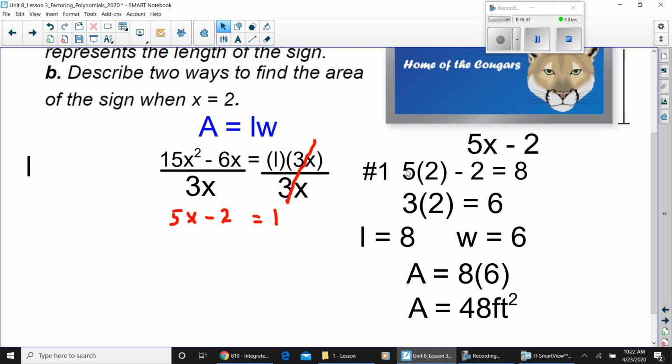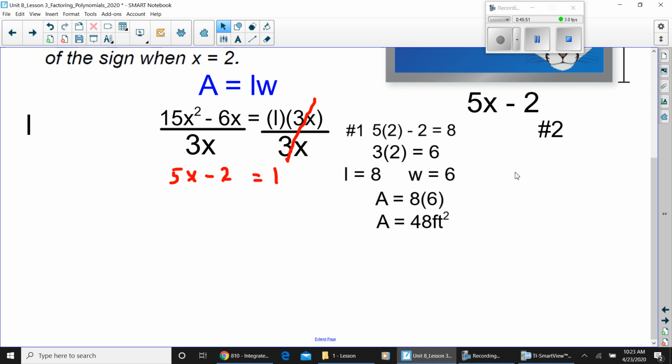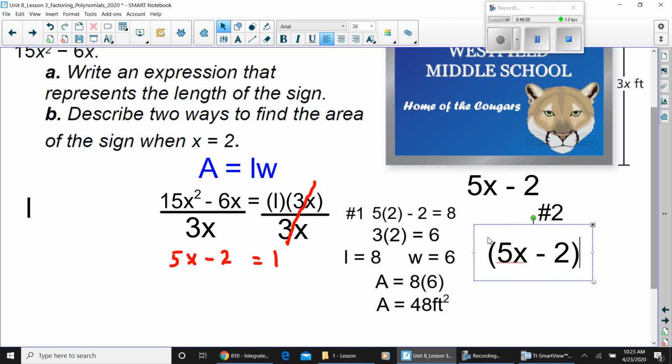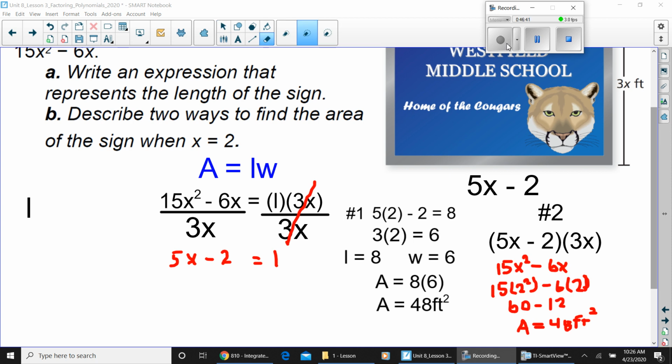And then the second way you could do this is to actually just put the formula A equals L times W and do the multiplication first. So you have 5x minus 2 times that 3x. You could do it this way, and you could either substitute before or after. You could do distributive property and get 15x squared. Let me press pause. So there's the second method that I was trying to say.